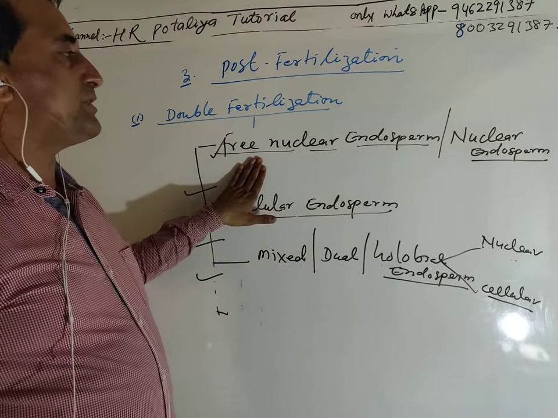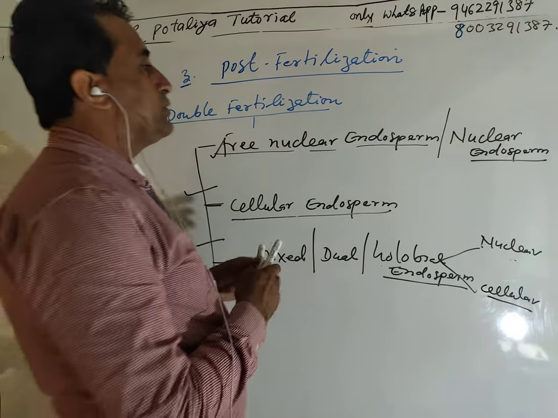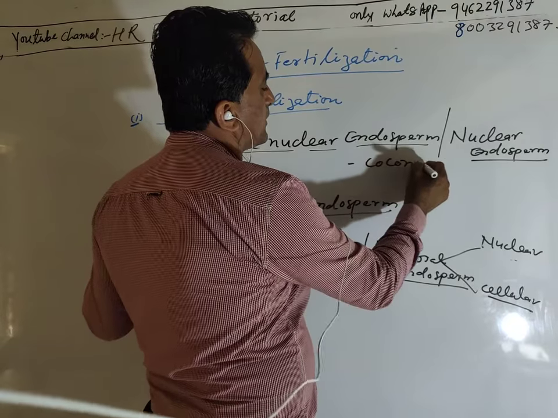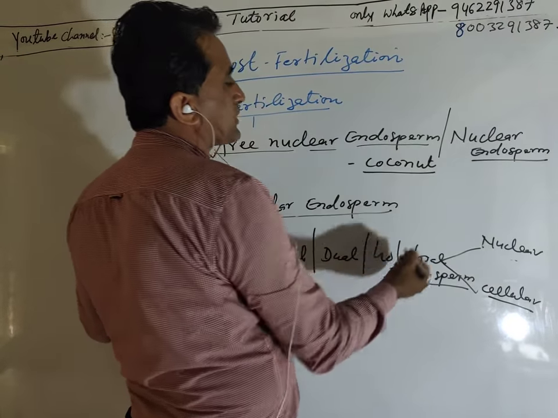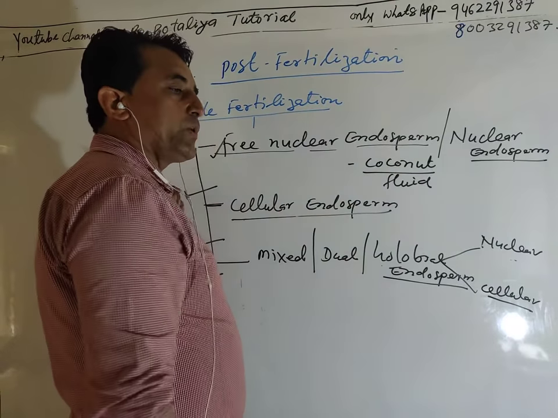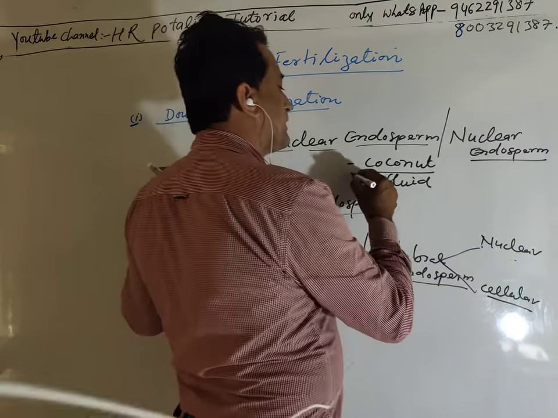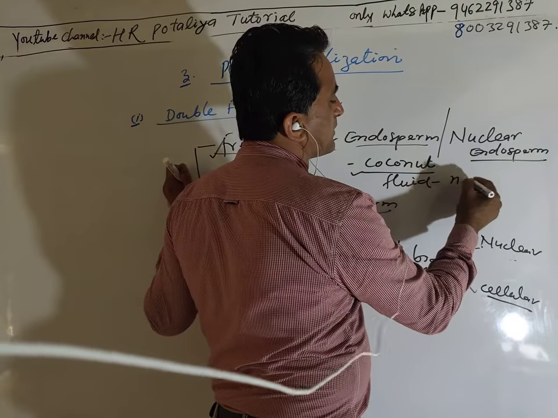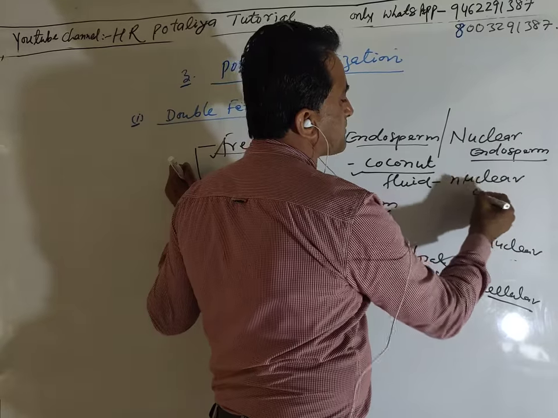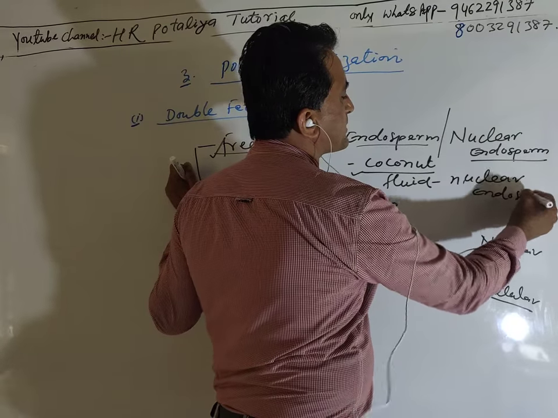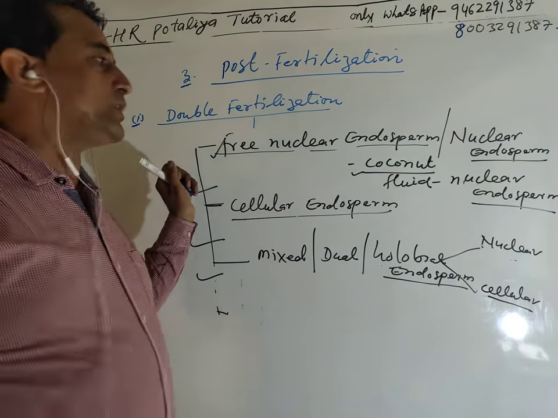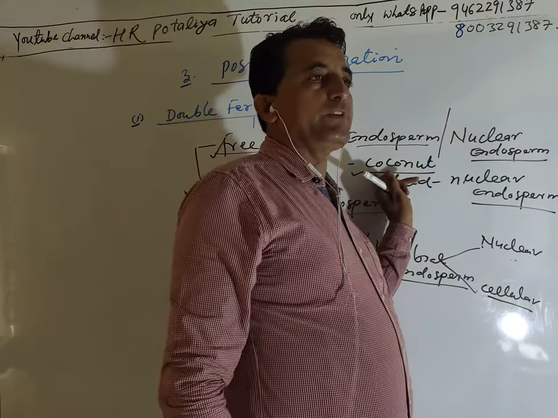Only the nuclear division means free nuclear endosperm. And you can take the example of coconut. You have just used the coconut fluid. Coconut fluid is used for the drug part. That coconut fluid is the free nuclear, in other words, we can say that is the nuclear endosperm. What type of endosperm is there? Nuclear endosperm means that the content only has nuclear division.